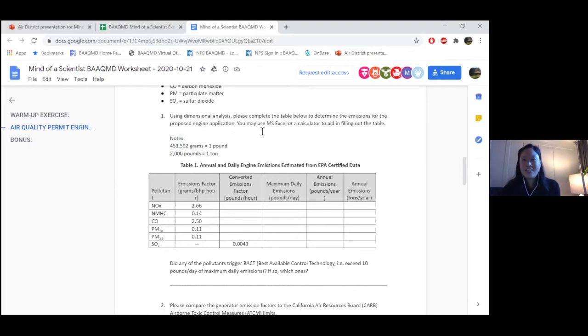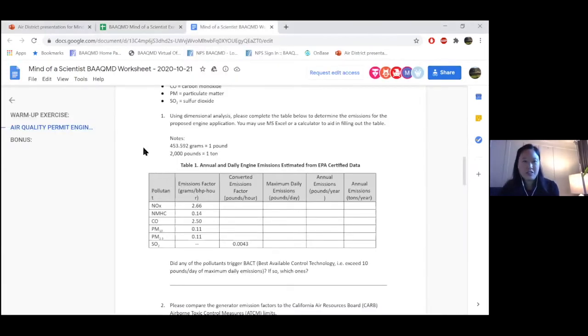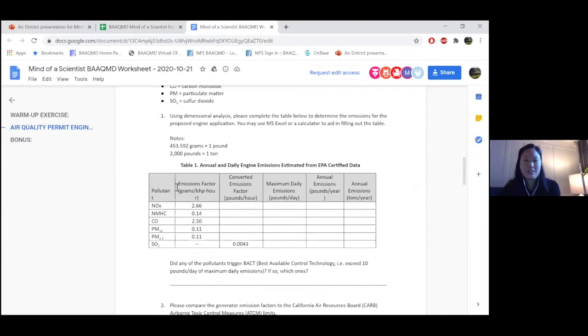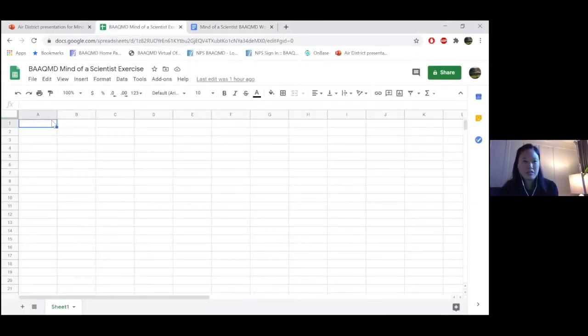So today I'm going to go through Microsoft Excel to help y'all. And I don't know how much you practiced Microsoft Excel in high school, but I pulled up a Google sheet to help with that. So if you want to follow along, you can also pull up a Google sheet, or you can just watch me answer this table 1. So I'm going to first just copy this table and paste it into my Google sheet.